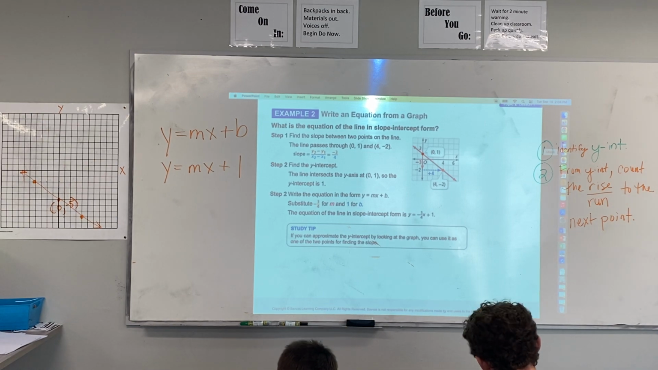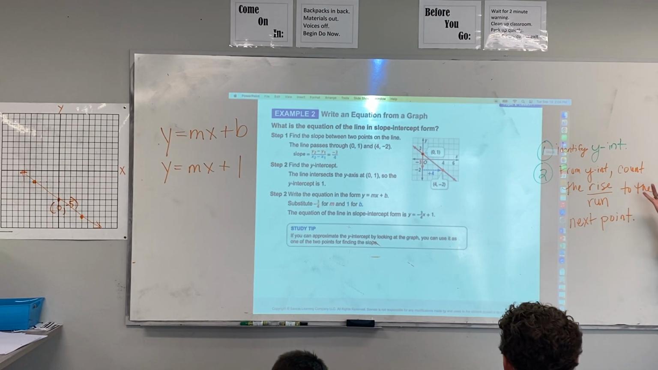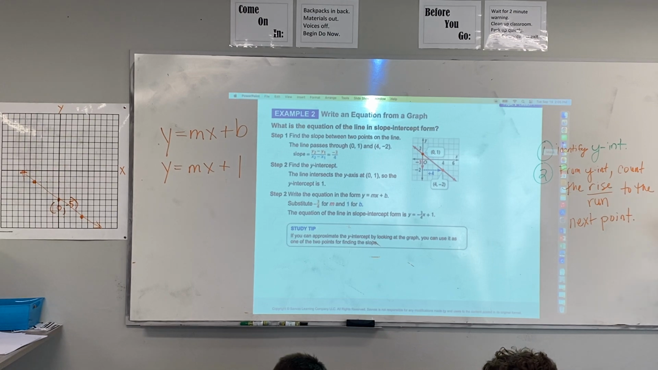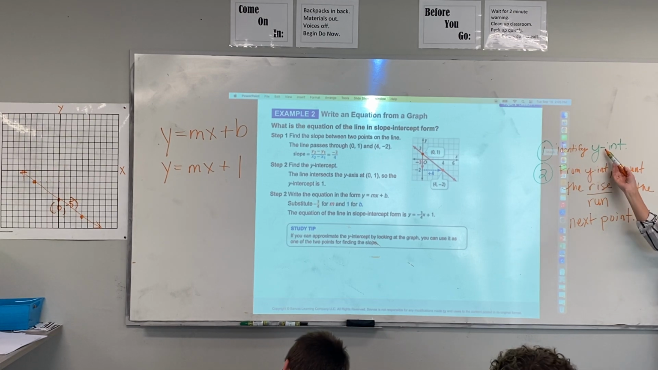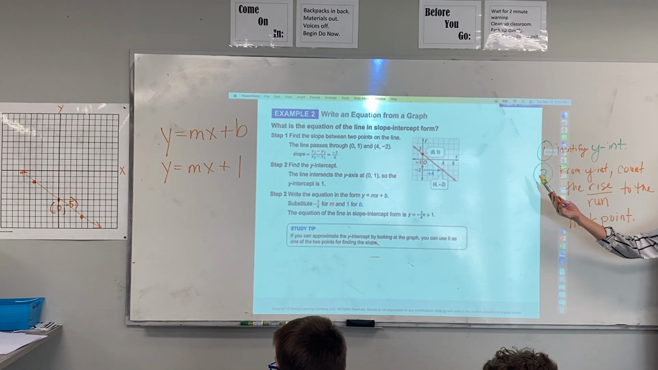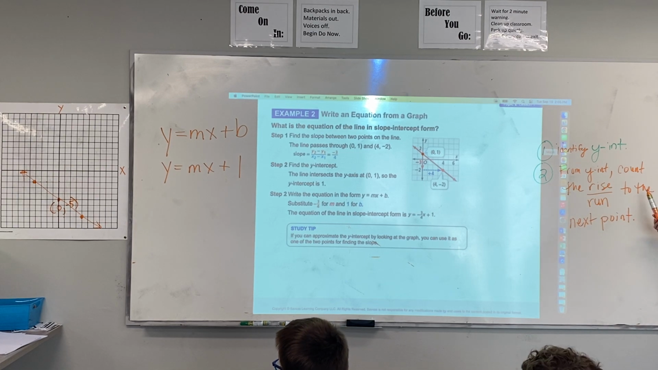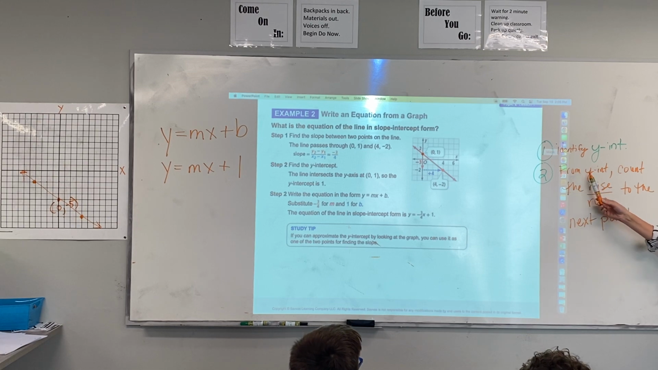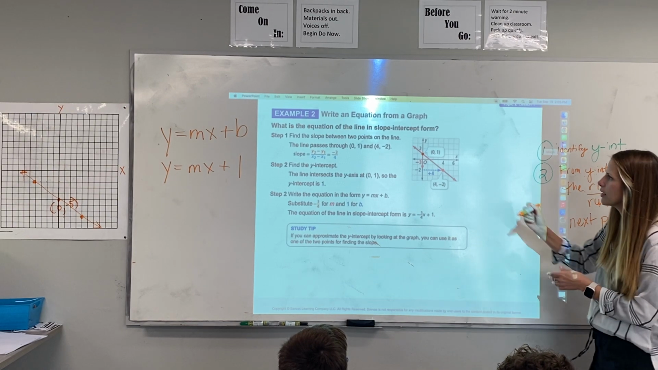Right? So do you see how it's kind of the same directions, but backwards? The first step is we identify the y-intercept just by looking at the graph. Then the second step is we start at the y-intercept and count the rise over the run to the next point. Well, let's take a look.